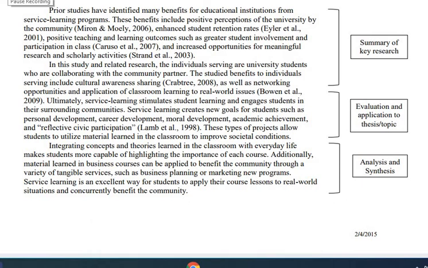So this was just an example, a very short literature review to show you what the elements are that should be there, and how to write it in a well structured method.